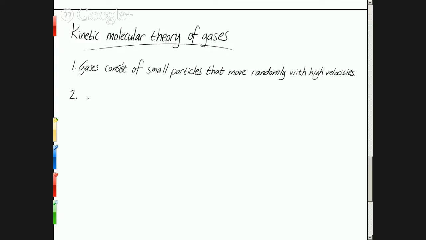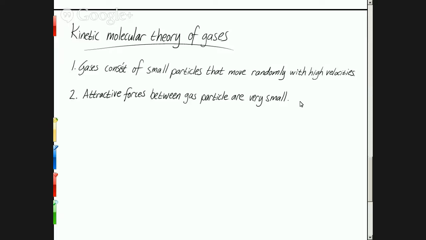The second part is the attractive forces between gas particles, so atoms and molecules, are very small and in fact negligibly small. So we're saying that unlike in liquids and solids, the molecules don't really associate with each other.